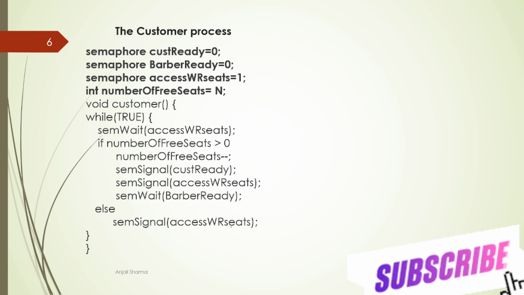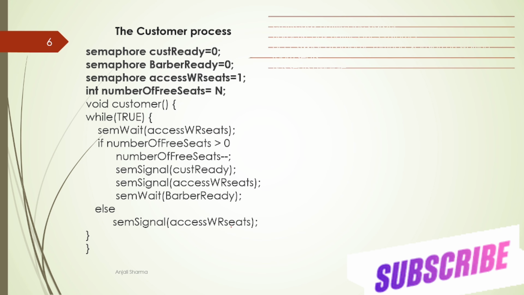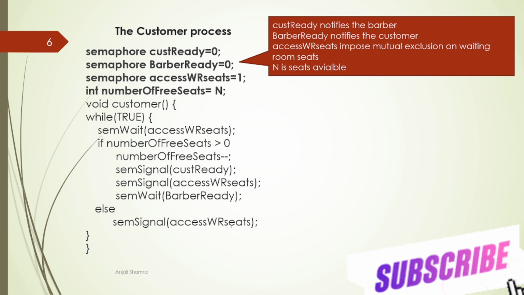So again, the things that we have initialized in the barber process are exactly the same for the customer process, right? So there will be 3 semaphores: cust ready, barber ready, and access to waiting room seats, initialized to 0, 0 and 1 as in the barber process, and one integer, which is the number of free seats, initialized to n.